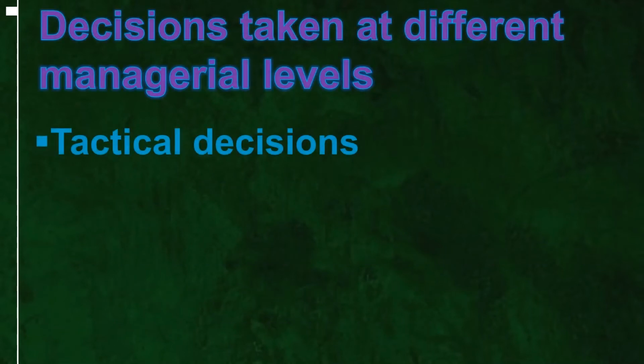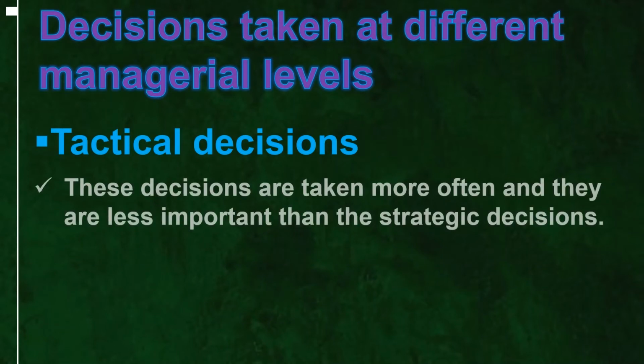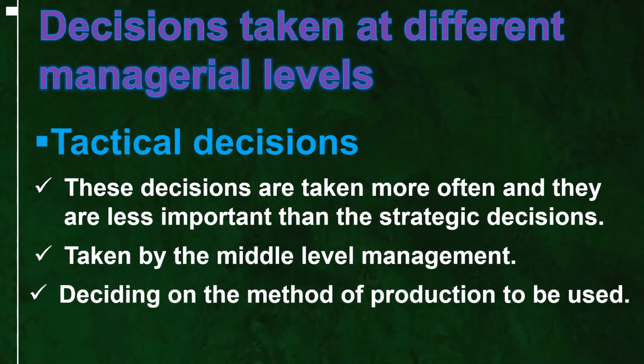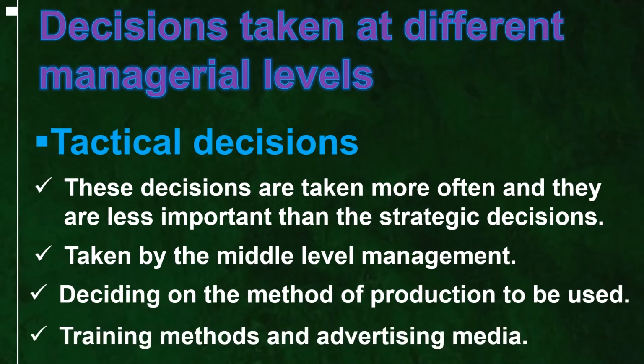Then there is tactical decision. Tactical decisions are taken more often and they are less important than strategic decision. The middle management normally make this type of decision. Example of this decision could be deciding on the method of production to be used in producing goods, the ways of training workers, and media to be used on advertising.